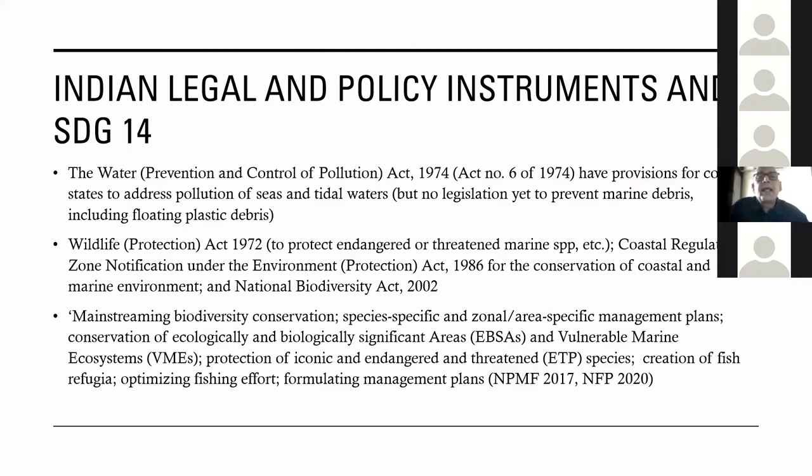If you look at the Indian legal and policy instruments, it's interesting that the Water Prevention and Control of Pollution Act 1974 has provisions for coastal states to address pollution of seas and tidal waters. In the Act, seas and tidal waters are included under the word stream, so the word stream applies to seas and tidal waters too. Therefore there are provisions for addressing land-based sources of pollution in this Act of 1974, which is perhaps one of the earliest such legislations among developing countries.